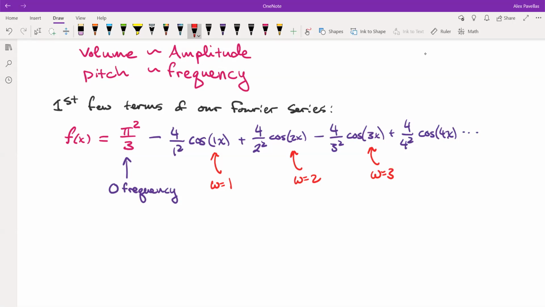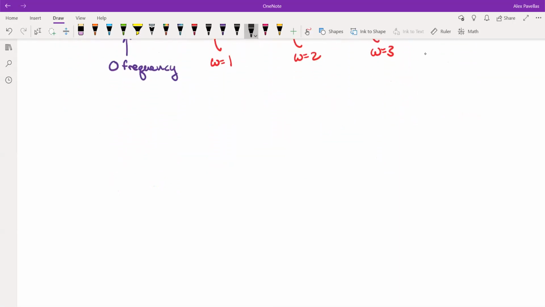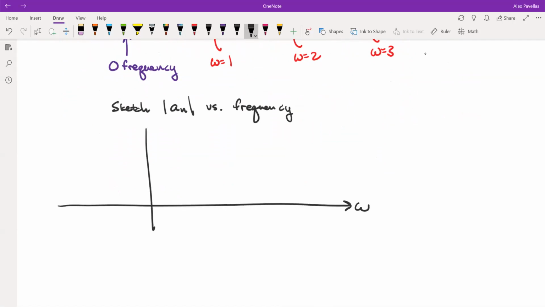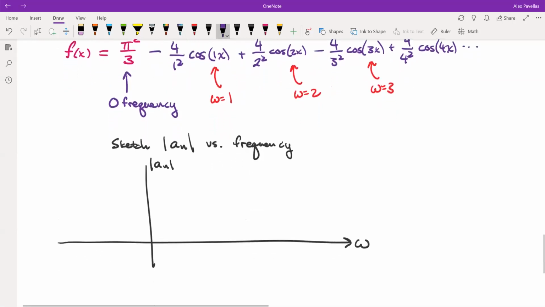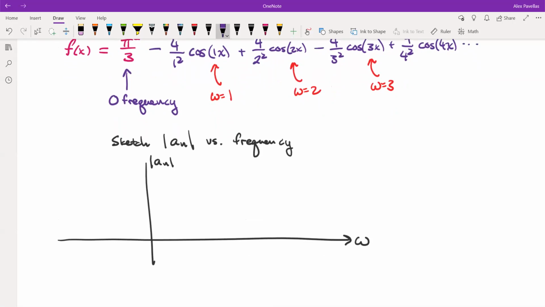And they get quieter as you get higher in pitch. And so we get a graph here. If I sketch the absolute value of A_n versus frequency, I'll get a little stem plot, with omega and the absolute value of A_n. At 0 frequency, we get pi squared over 3, which is a little more than 3. This will be a rough plot.